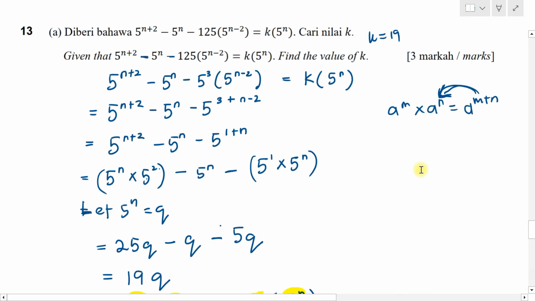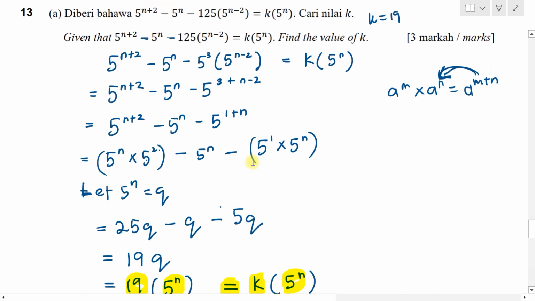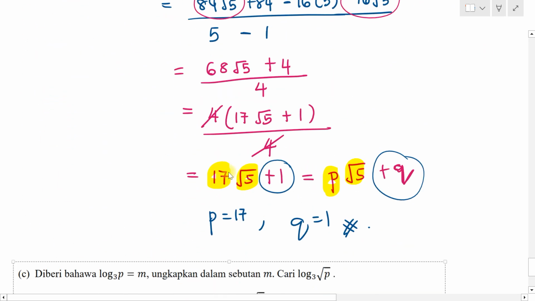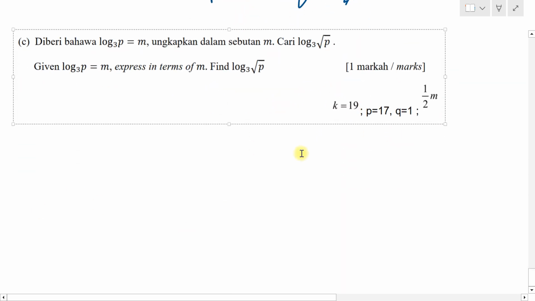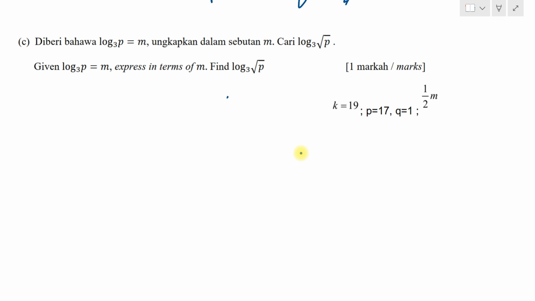This question very tamak one, you know. They cover the indices, part 1. Part 2, they cover the surd. Part 3, they cover the log. Full set, full meal. Okay. Log 3 p equal to m. Express in terms of m. Express what? Oh, given, express what? I'm not so sure what they want. I think find log 3 and then express in terms of m should be the end of the question.